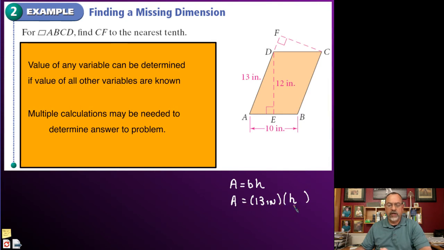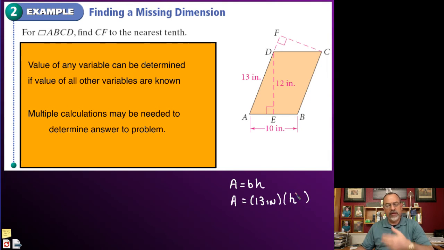Because I can determine the value of any variable as long as I know all of the other ones. So in this problem, I'm asked to determine H. The problem that I have right now is that I don't have the A, which represents the area of this parallelogram. Without the area of the parallelogram, I can't solve for H.